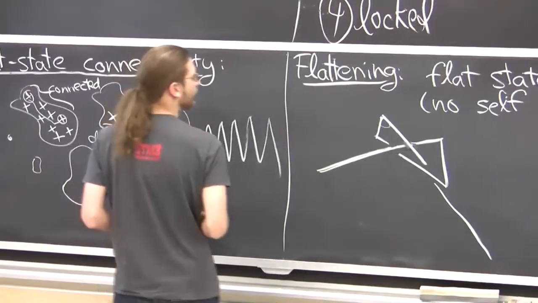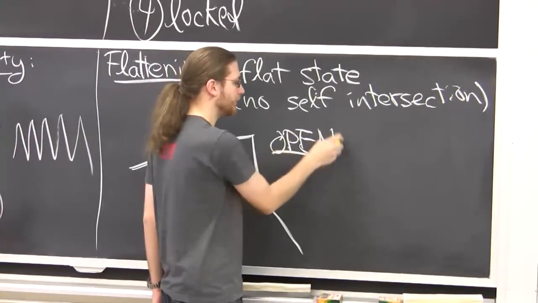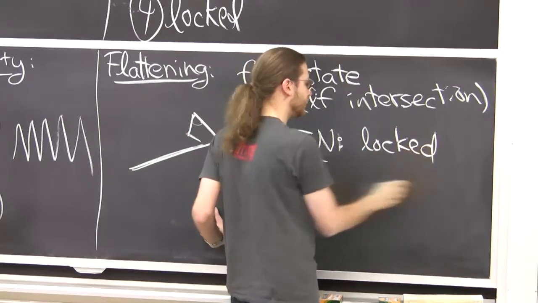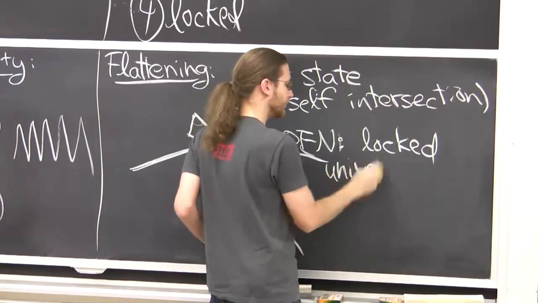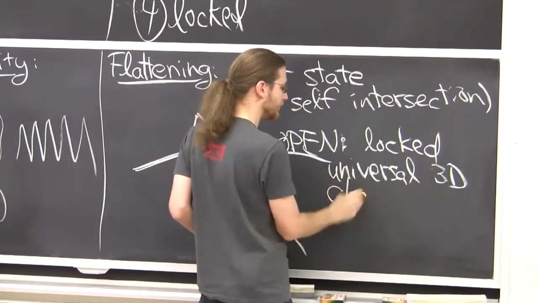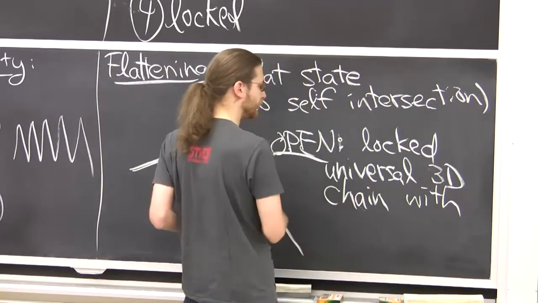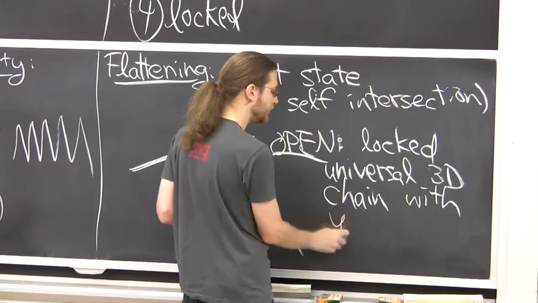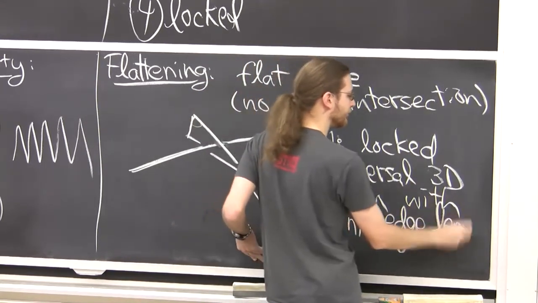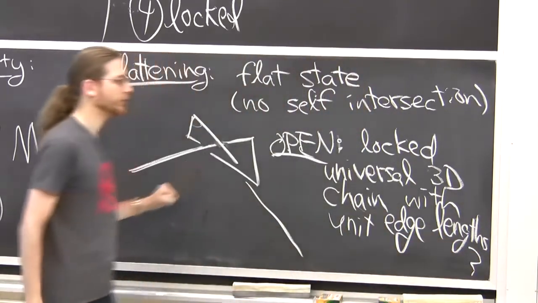So let me put down some open problems. You may recall in the case of universal chains, universal joints, I should say, the big open question was, can you lock a universal joint 3D chain with unit edge lengths? So equilateral. Every edge is the same length. Is there a locked chain like the knitting needles where all the edge lengths are the same?